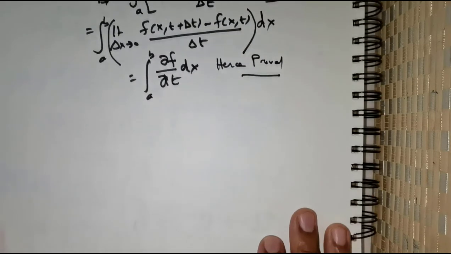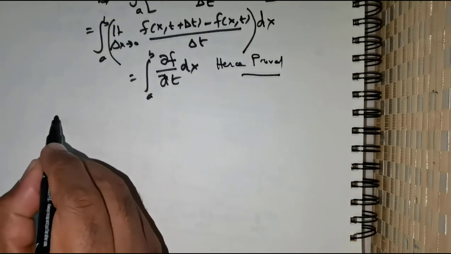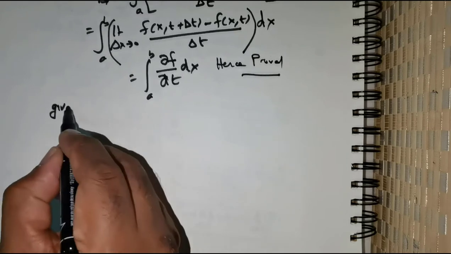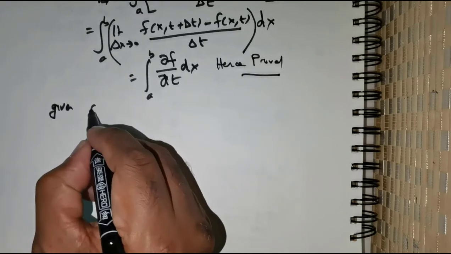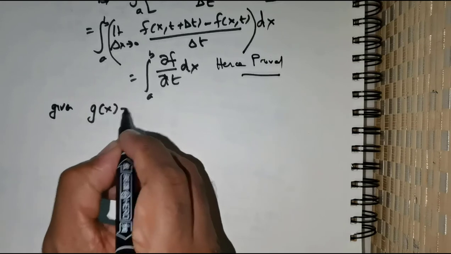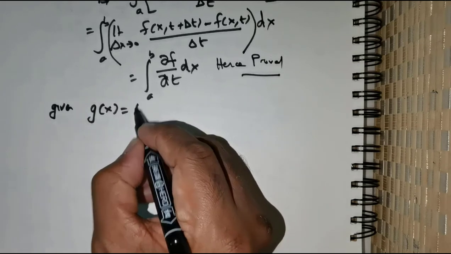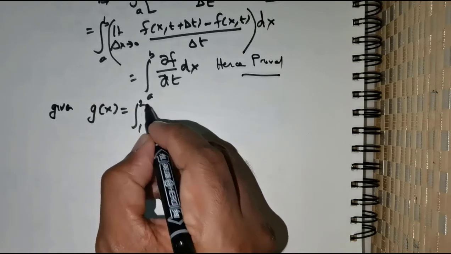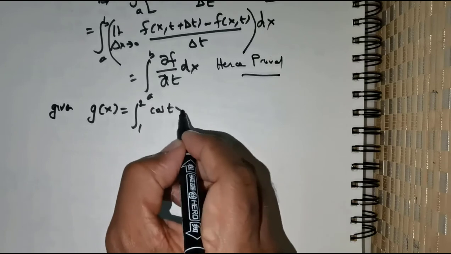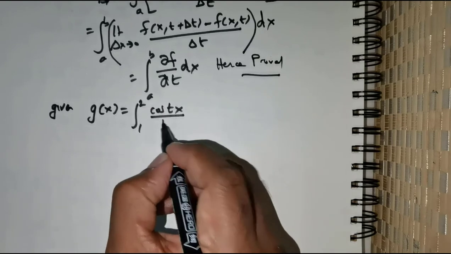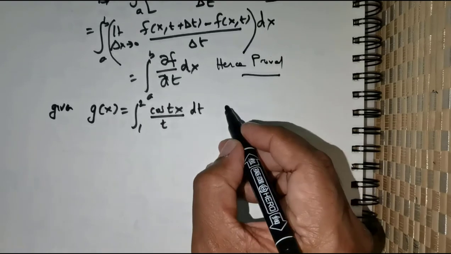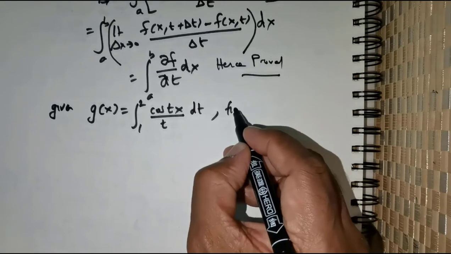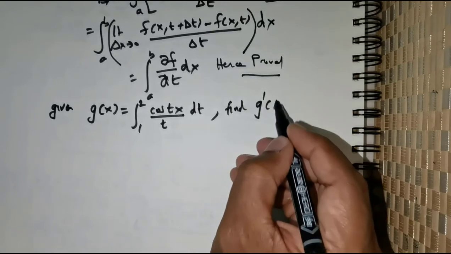Students, we are given a beautiful question. Given g of x is equal to the integral from 1 to 2 of cos(t x) over t times dt, we are asked to find g dash of pi.